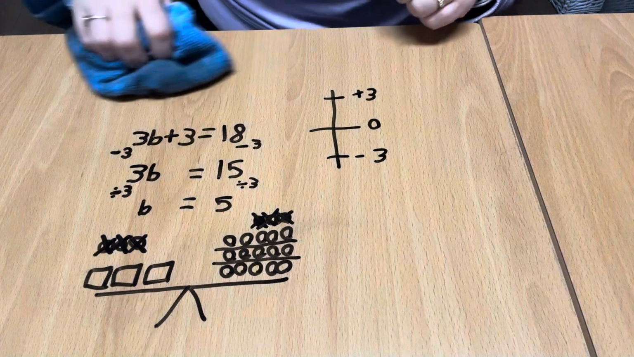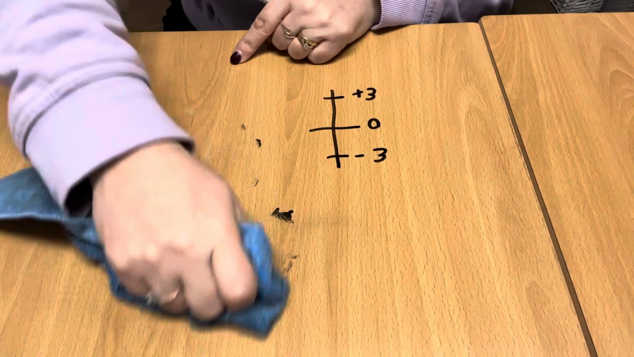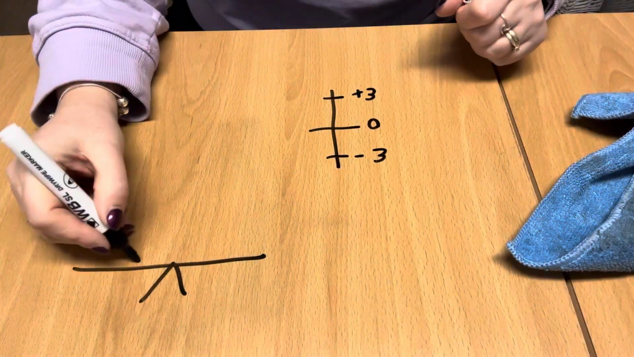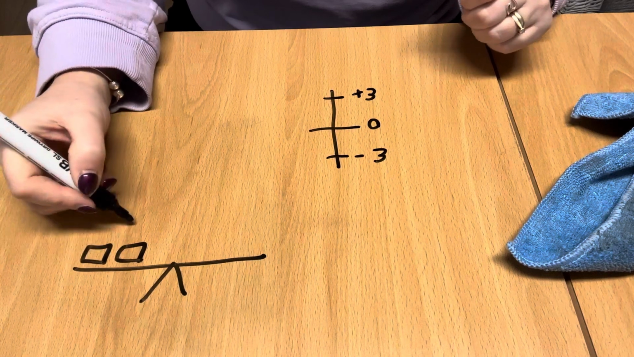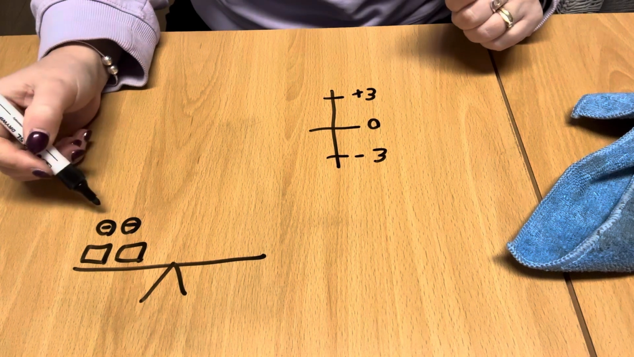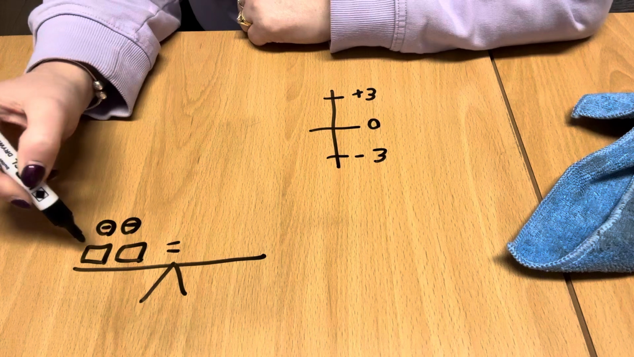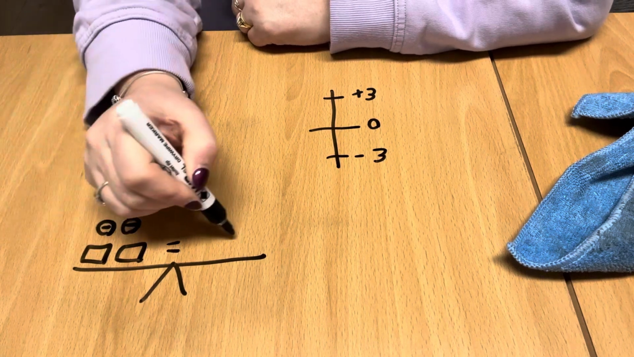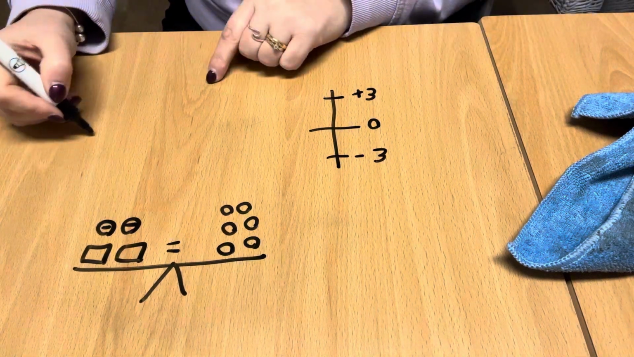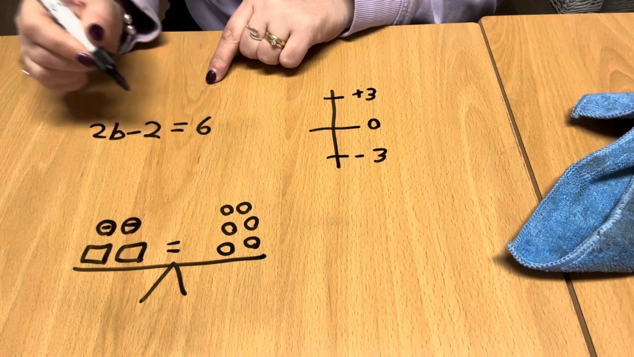That's the next stage. Now, this was with addition. I'll show you it with subtraction. This time let's have 2 boxes, and I can't do ones that aren't there, so I'll mark it with a minus. That's the same thing as 2, 3, 4, 5, 6. So this time I've got 2 boxes take away 2 is the same as 6.